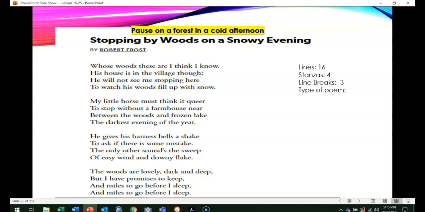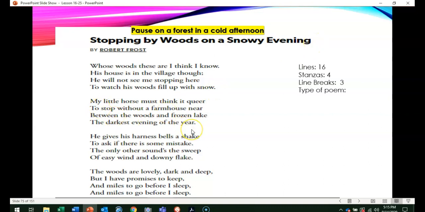So we could start inferencing. We can conclude that there's maybe somebody there in the woods. Maybe it's a little house, because look what it says. His house is in the village, though. He will not see me stopping here to watch his woods fill up with snow. So he is very determined to get somewhere. So there's a little house, and there's probably somebody looking at him saying, I wonder where he's going on a very cold day.